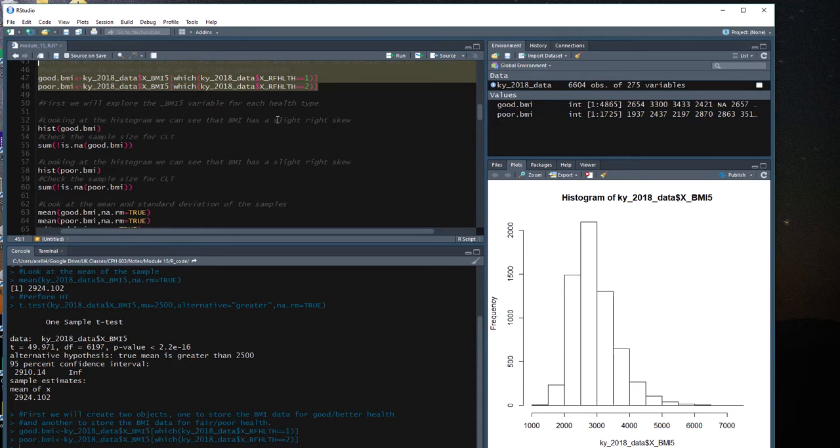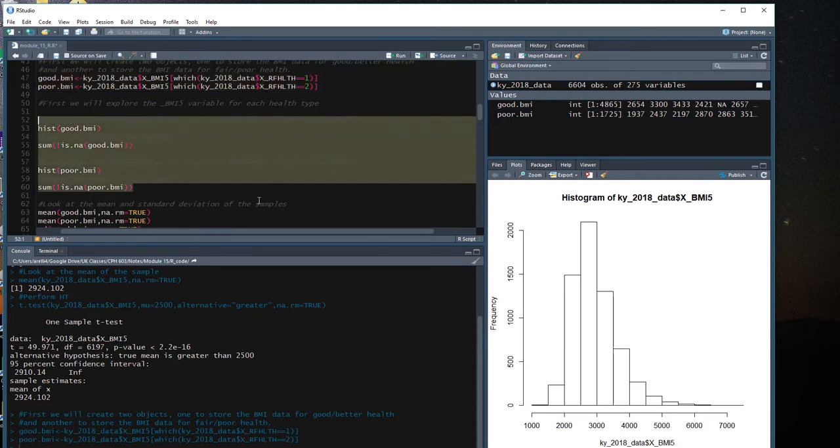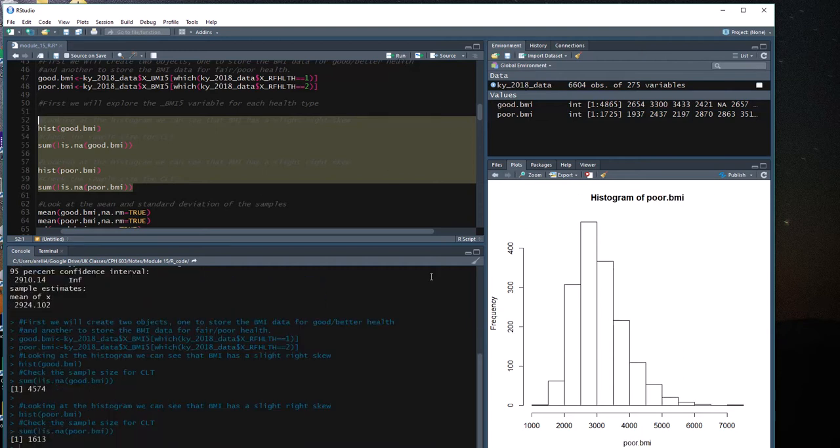Same as before, I always have to check my assumptions. So I'm going to look at what my sample size is in each of the groups. I'm also going to look at those histograms. And so we have this here, and you'll notice that's the exact same output that we saw when we worked with the confidence intervals.